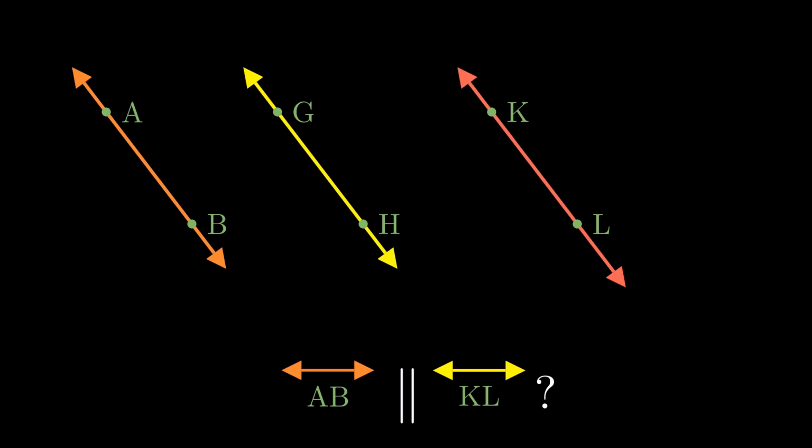Here's a simple way to figure it out. Since line AB and line GH are parallel, they both run in the same direction. Likewise, since line GH and line KL are parallel, they also run in the same direction. That means that line AB and line KL must be running in the same direction too, so they are also parallel. So if you have 3 lines and you know that the first line is parallel to the second line and the second line is parallel to the third line, that means the first line must also be parallel to the third line.